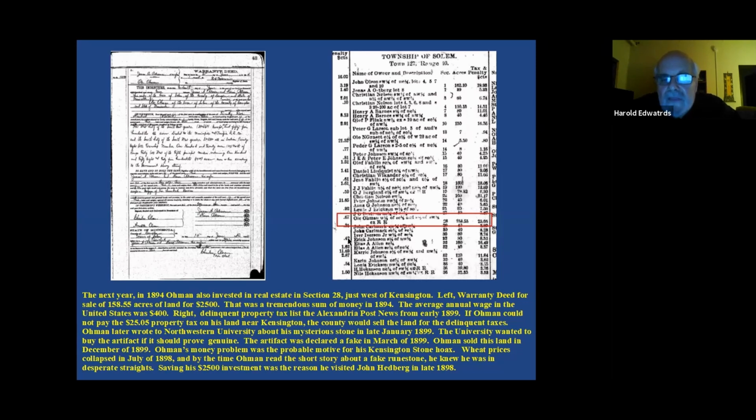And so we have, at the end of the year, Mr. Ullman goes to visit John Hedberg, who is the mayor of Kensington, as I said. He's also a money lender, and he's also a real estate dealer, and his office is in the hardware store just north of the tracks in Kensington. And you can imagine that Mr. Ullman is coming to talk business with him, and he says, by the way, I found this strange stone with mysterious writing on it. Would you like to have a look?